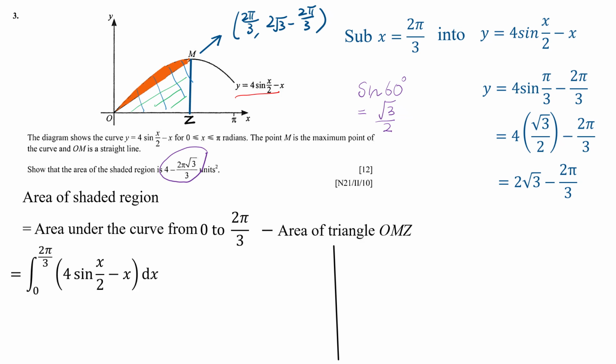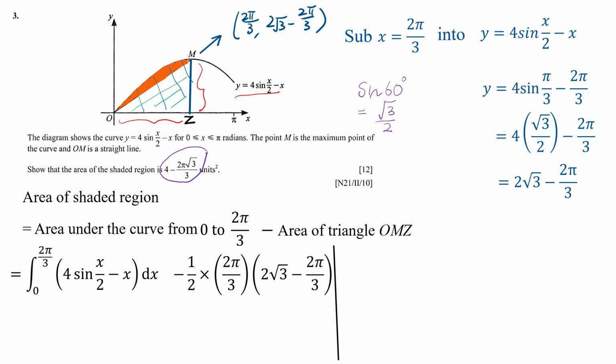So to find the area under the curve from 0 to 2 pi over 3, we need to integrate 4 sine x over 2 minus x and to take limits from 0 to 2 pi over 3. And the area of the triangle OMZ will be half times OZ, which is basically the x coordinate of point M, 2 pi over 3, and MZ, which is basically the y coordinate of point M. That is the reason why we need to find the y coordinate of point M.